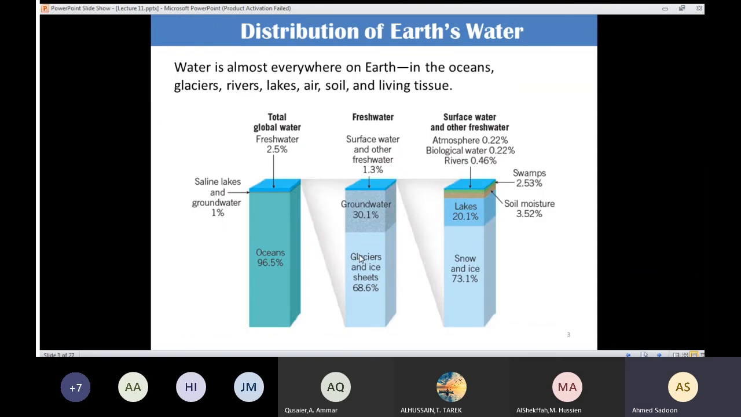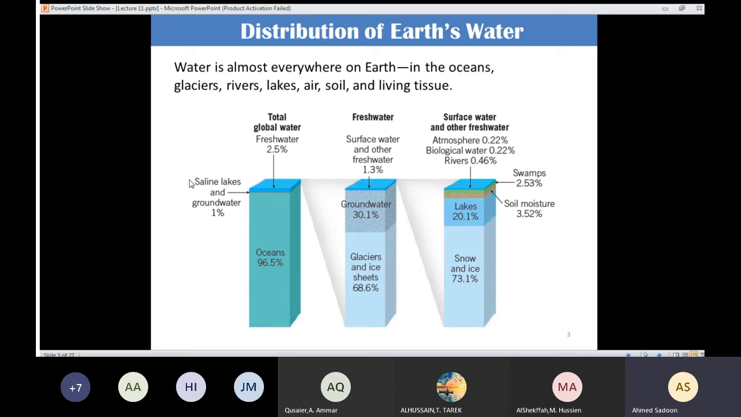And we know that water is almost everywhere on the Earth. We can find water in oceans, glaciers, rivers, lakes, air, soil, and living tissues. And if we look at the distribution of the total global water, we will find that the largest portion of the global water we can find in the oceans. The oceans represent about 96.5%. The largest majority lies in the oceans.